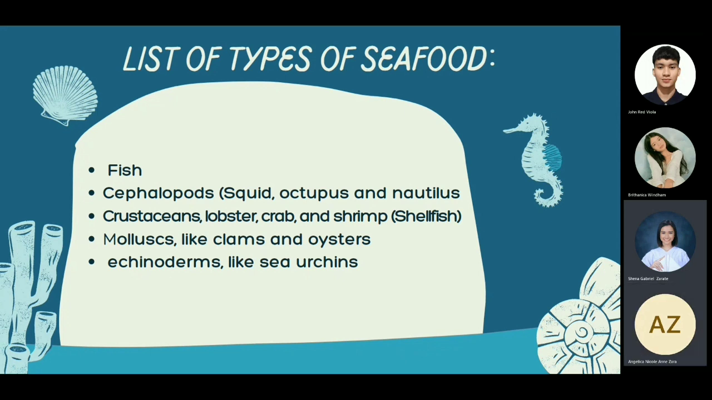List of types of seafood: fish, cephalopods like squid and octopus, crustaceans like lobster, crab, and shrimp, shellfish, mollusks like clams and oysters, and echinoderms like sea urchin. Next slide, please.